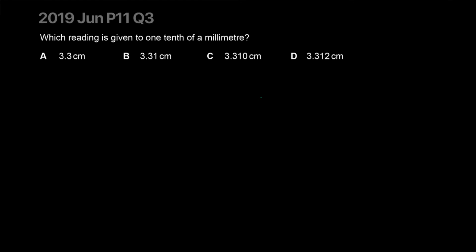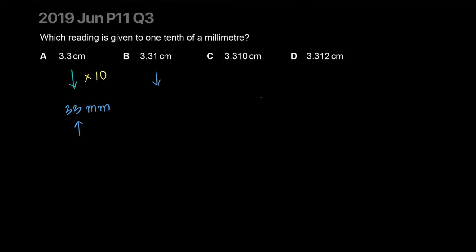All right. So which reading is given to 1/10 of a millimeter? Let's take the first one, convert that into millimeters. 10 millimeters make up 1 centimeter. So 3.3 centimeter, let's just be easy about it. Multiply that by 10 and you're getting 33 millimeters. Is that 1/10 of a millimeter? No, that's just the unit part. It's not a fraction of anything.